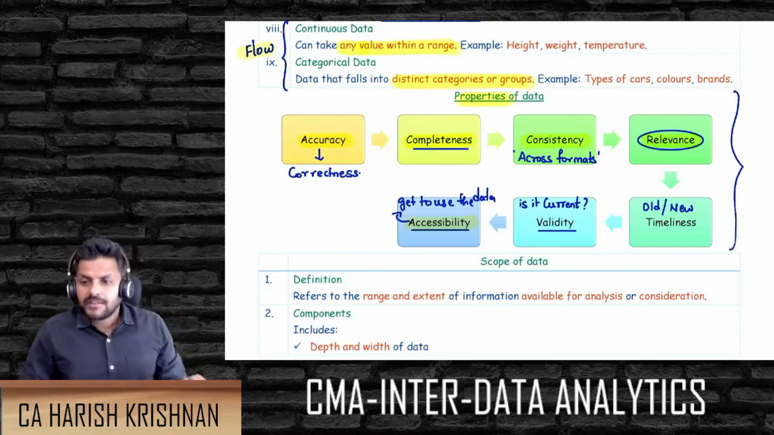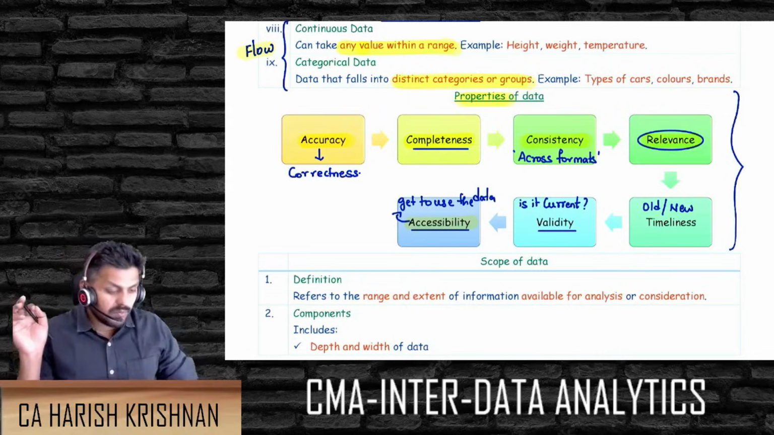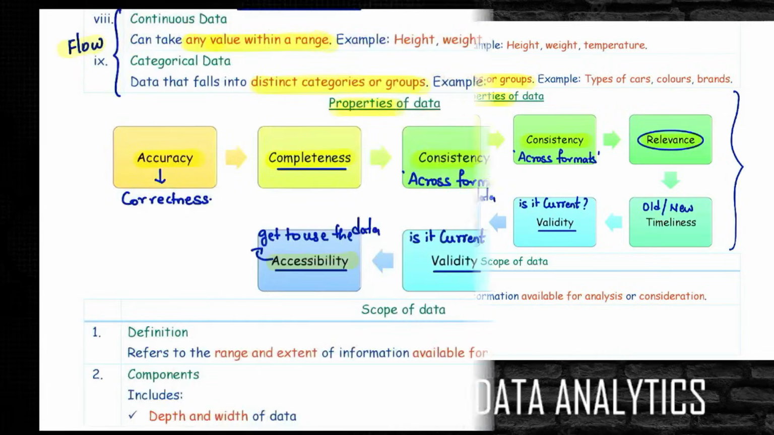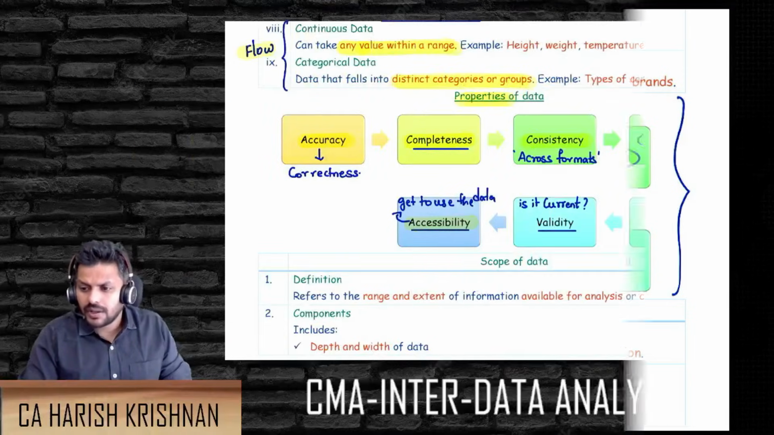So if they ask you to fill up anything, or if they ask you to pull off anything from this, you need to remember all the 7 words. One more time, what is the discussion here? Accuracy, completeness, consistency, relevance, accessibility, validity, and timeliness. These are all the points that one has to take into consideration while discussing what is called the properties of data.